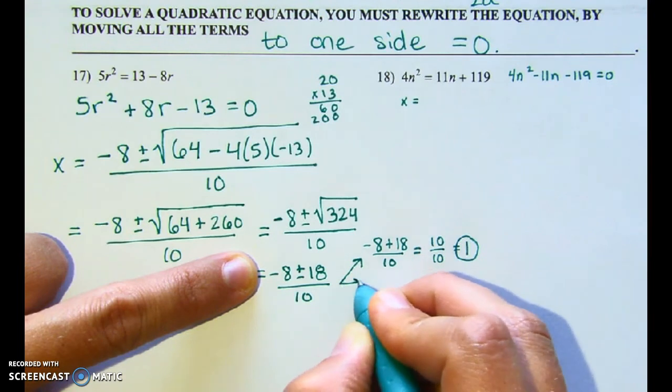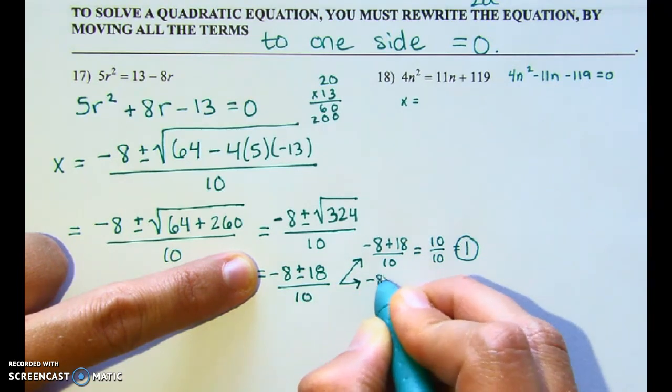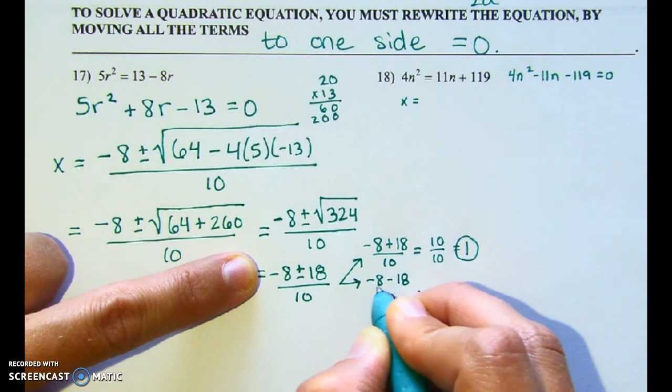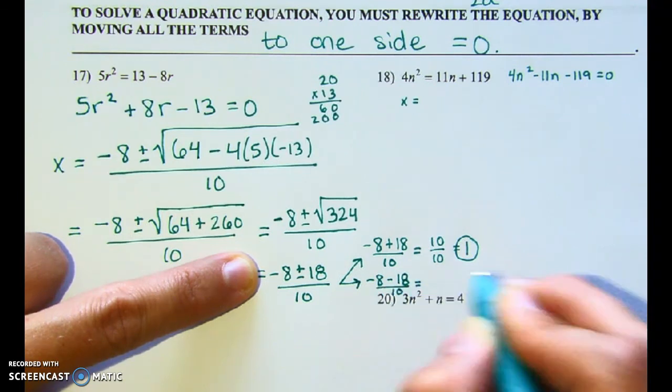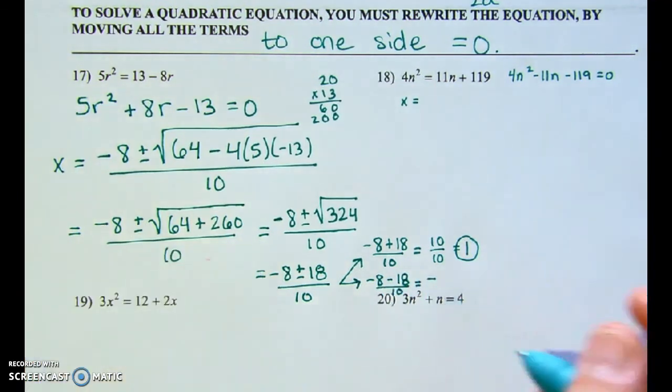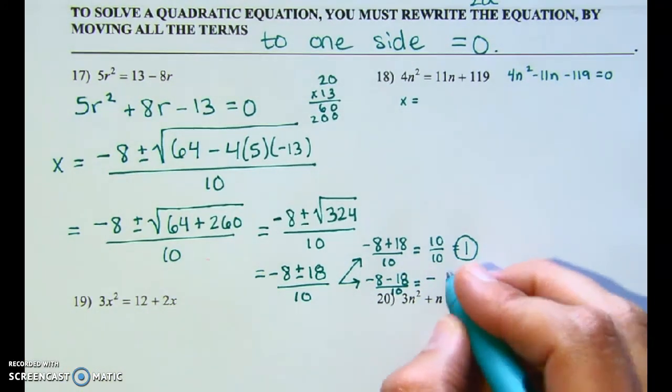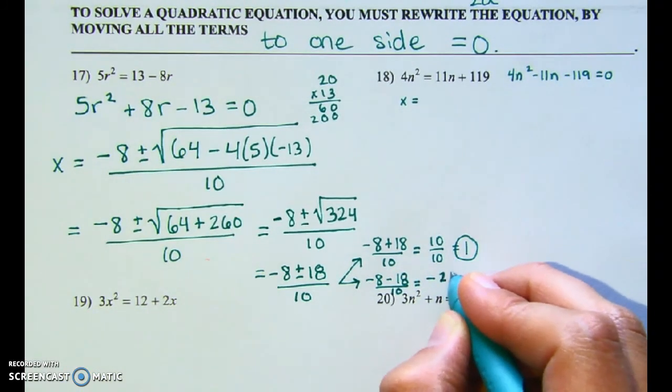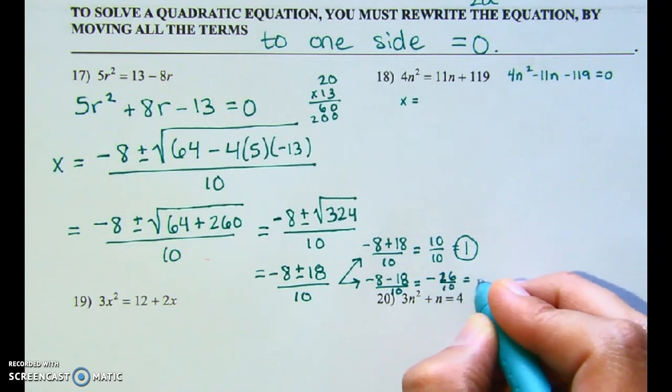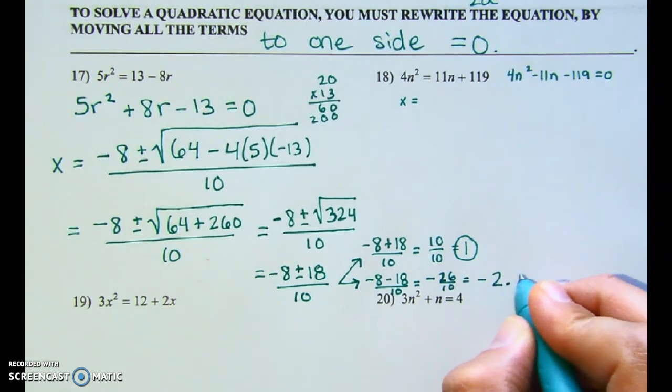And then the second answer is with the minus sign. Negative 8 minus 18. Oh my gosh, my work is not beautiful. Negative 8 and negative 18 combine to make negative 26 divided by 10, which would be negative 2.6.